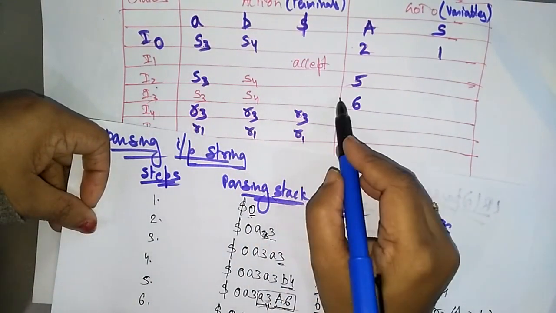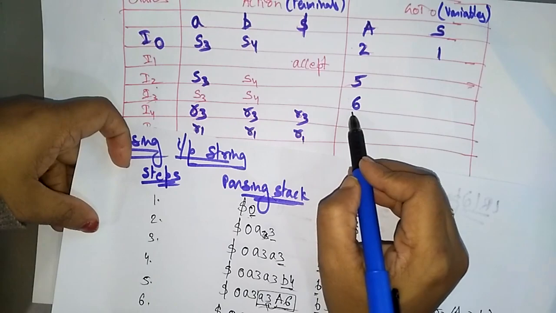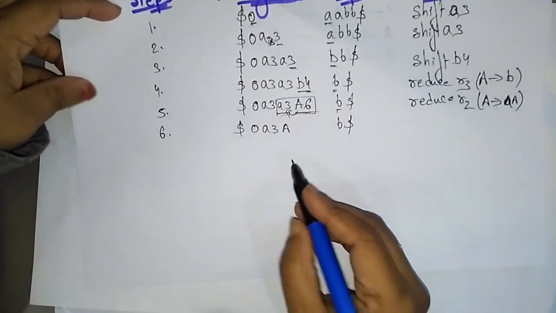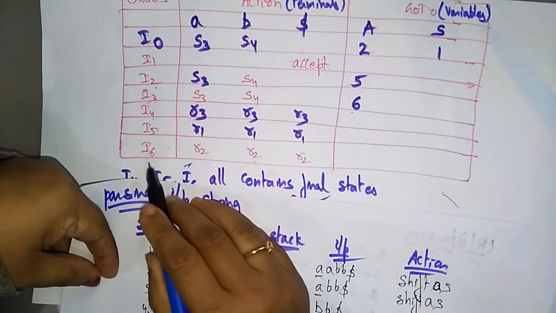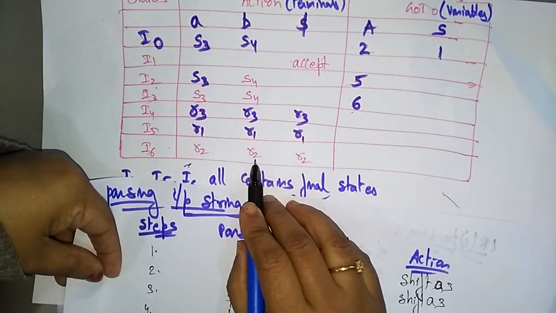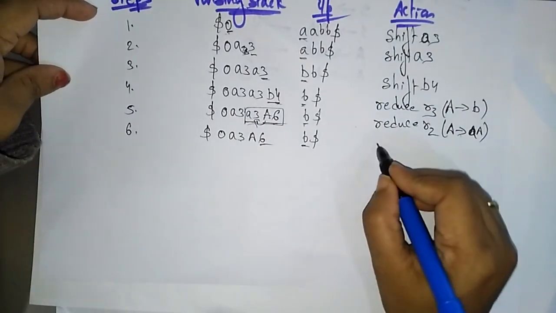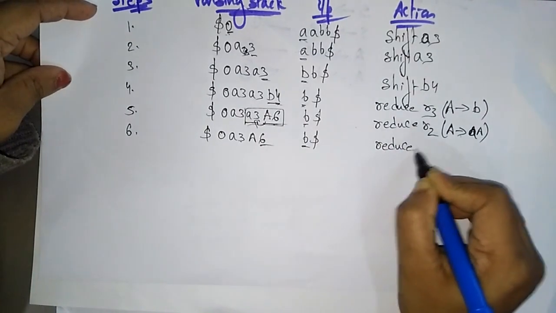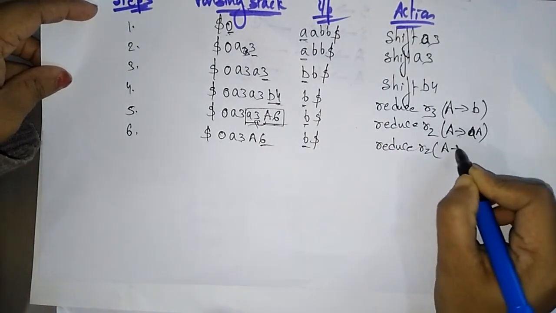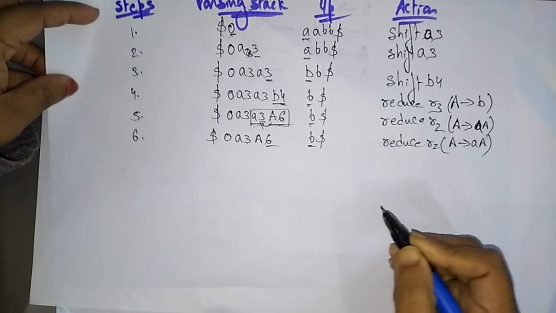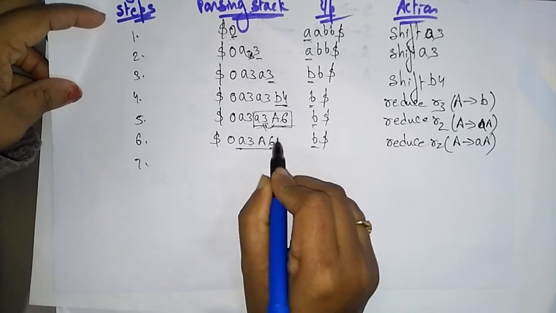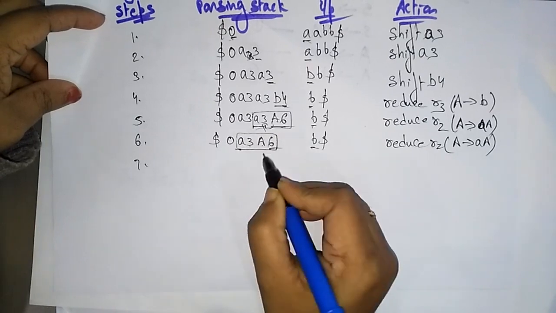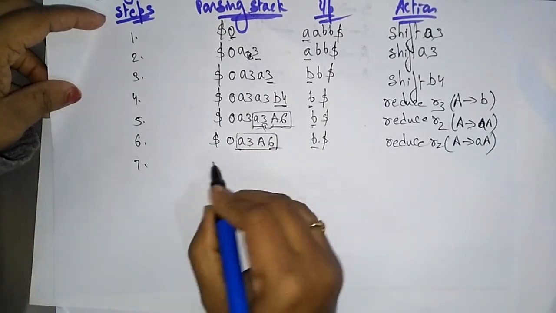I3 A. What is I3 and A? Again it is 6. Write 6 here. Now again check 6 and B. I6 and B, again reduce R2. So reduce R2: A determines small a and capital A. So in place of small a and capital A, this is small a and capital A. So just ignore the numbers.